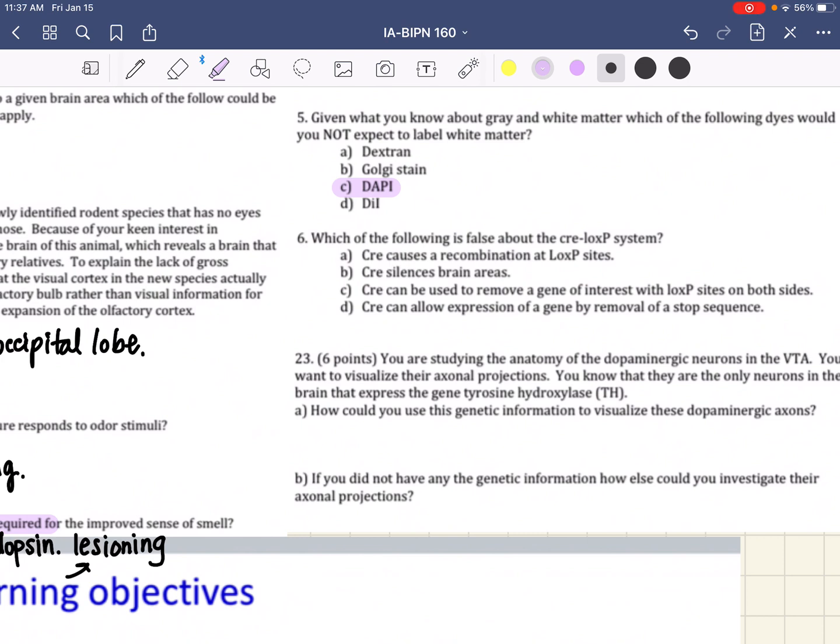Okay, question 6. Which of the following is false about the Cre-Lox P system? I think this was something on your problem set also. So which is false, right? A. Cre causes a recombination at LOXP sites. That's true. Cre is the enzyme that is able to excise parts of the gene by using the LOXP sites, right? Let's skip B because it's the right answer, so let's talk about the wrong answers.